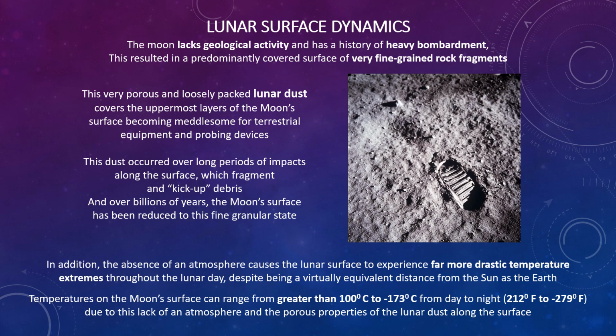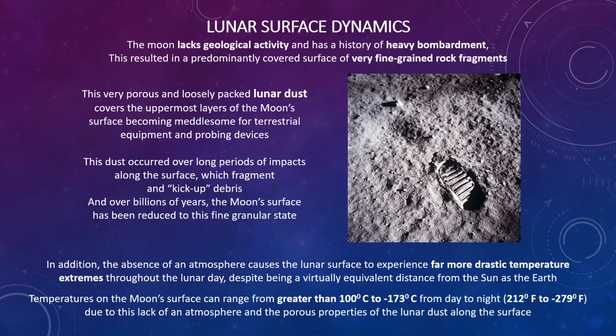So in addition to not having an atmosphere, it also has very high surface temperature fluctuations throughout the day. And this is because of it not having an atmosphere. And this is despite being roughly the same distance from the sun as the Earth.